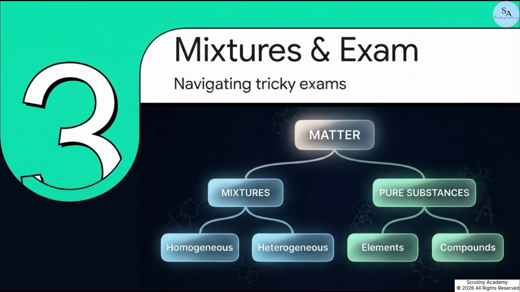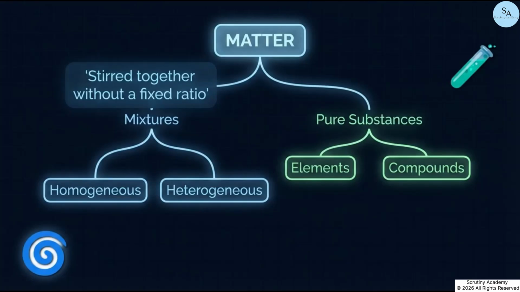Next up is section 3, mixtures and exam traps. This is where we learn to navigate those tricky exams. Let's head down the left side of our tree diagram and dive into mixtures. Pay close attention here because this is exactly where exams love to trick you. Unlike our precise fruit juice from earlier, mixtures are basically just substances stirred together without a fixed ratio. You can add a bit more of one thing, a little less of another, and guess what? It remains a mixture. These mixtures are broken down into 2 distinct types. You've got homogeneous, which means they look totally uniform throughout, and heterogeneous, meaning they're totally mixed up and you can actually visibly see the different distinct parts.